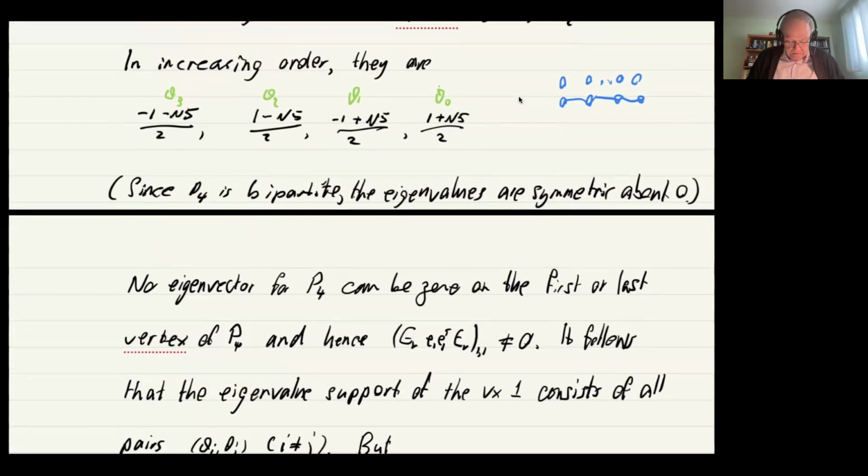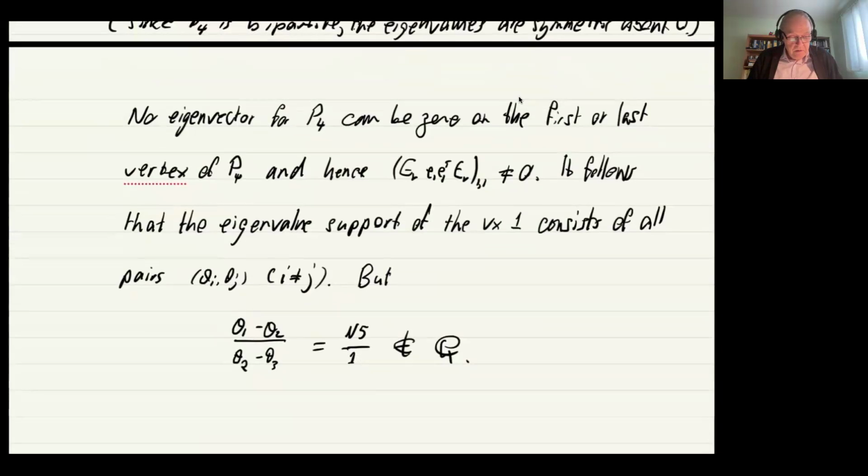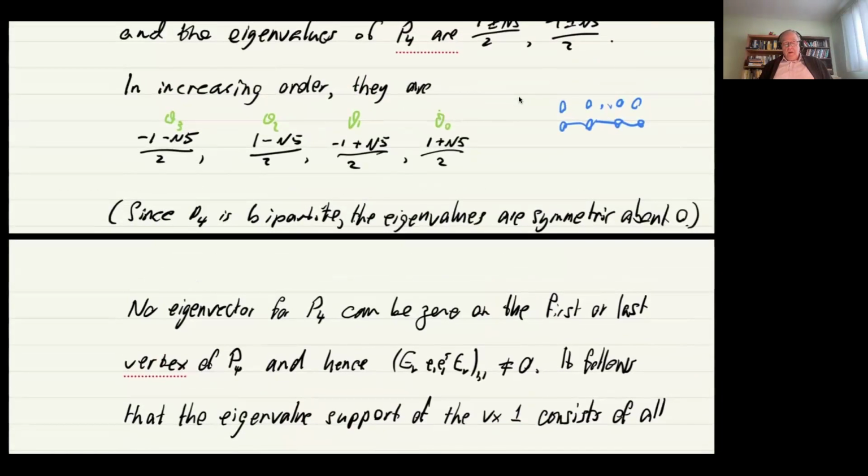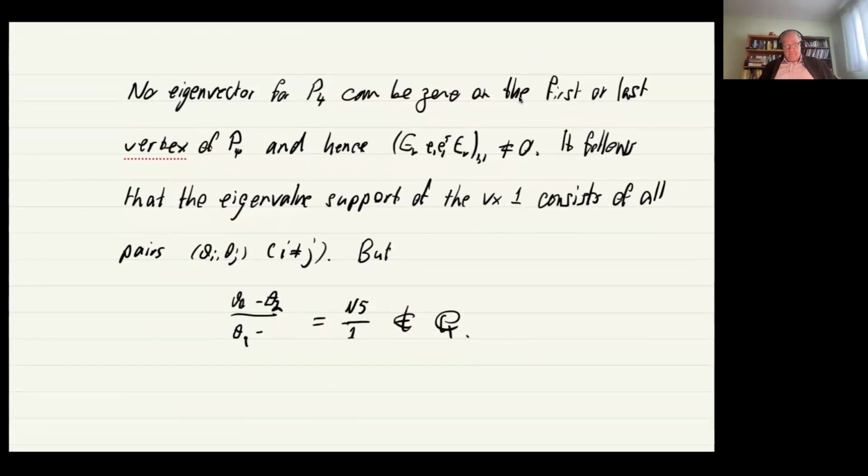So theta_0 minus theta_2 is 2 root 5. And theta_2 minus theta_3 is 1. And so the ratio is root 5. That's not rational.